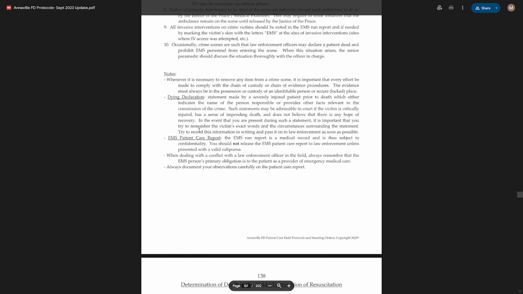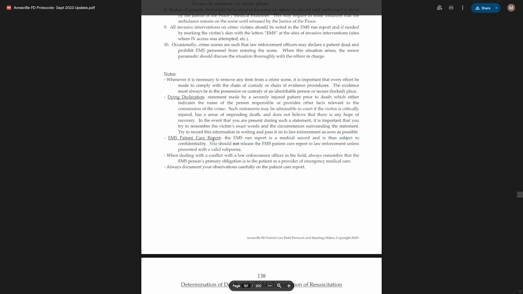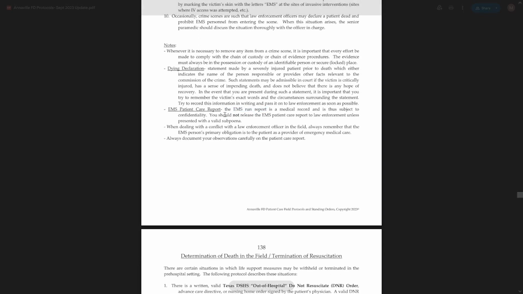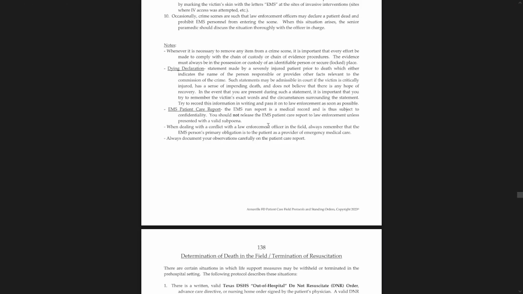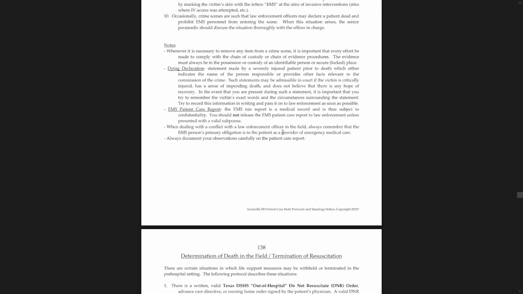For the EMS Patient Care Report, the EMS Run Report is a medical record and is thus subject to confidentiality. You should not release the EMS Patient Care Report to law enforcement unless presented with a valid subpoena. Do not do that. When dealing with a conflict with a law enforcement officer in the field, always remember that the EMS person's primary objective is to the patient as a provider of emergency medical care. Always document your observations carefully on the patient care report.